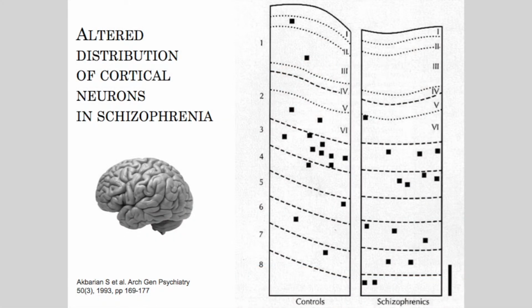And what we're looking at on the right is a cartoon cross-section of the cortex. The cortex is the wrinkly outside part of the brain that I'm showing you on the left side of this slide. And it looks like in schizophrenia, which you can see on the very right-hand side of this panel, that the neurons, which are represented by these black squares, are not distributed in the same way that they would be in an unaffected person.